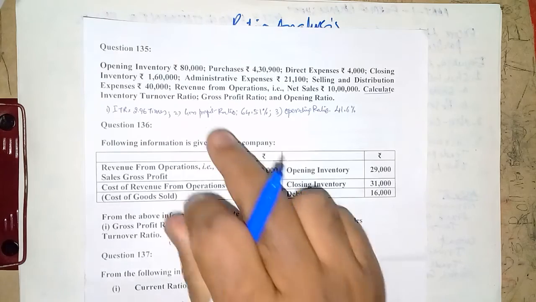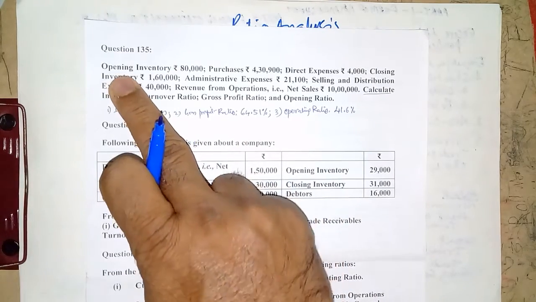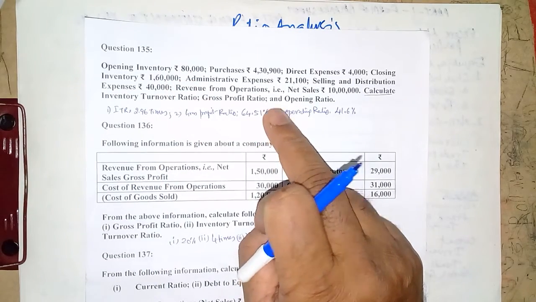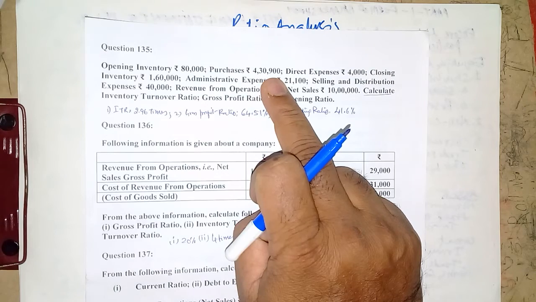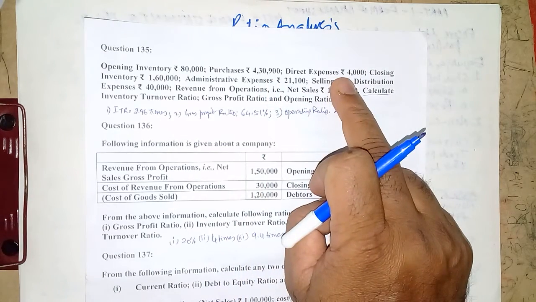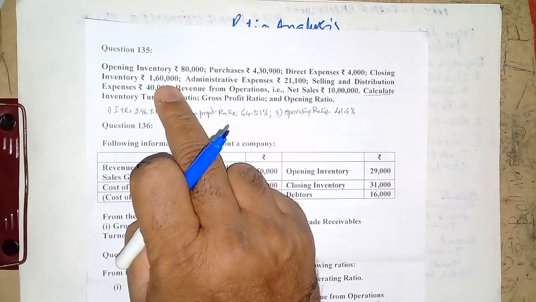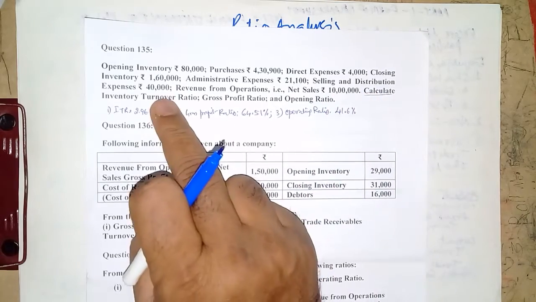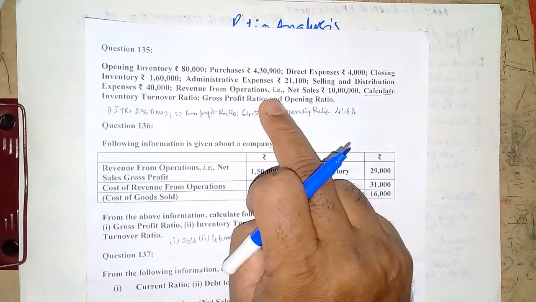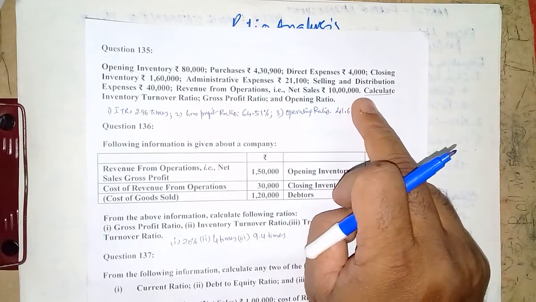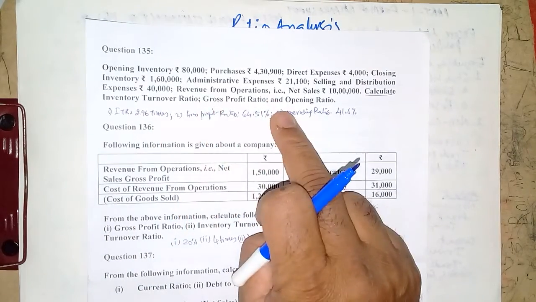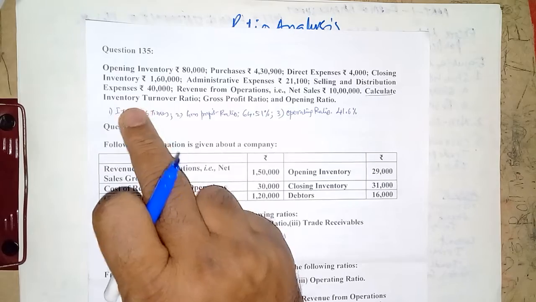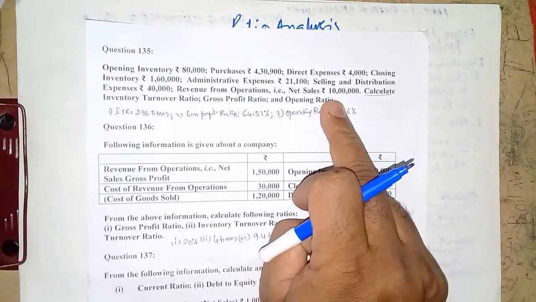So the first question is question number 135. Opening inventory is given as 80,000. Purchases are 4,30,000 and direct expenses 4,000. Closing inventory is 1,60,000. Admin expenses 21,100. Selling and distribution expenses 40,000. And revenue from operations, that is net sales, is 10 lakhs. Calculate the inventory turnover ratio, gross profit ratio and operating ratio. The required ratios to be calculated are inventory turnover, gross profit and operating ratio, right?